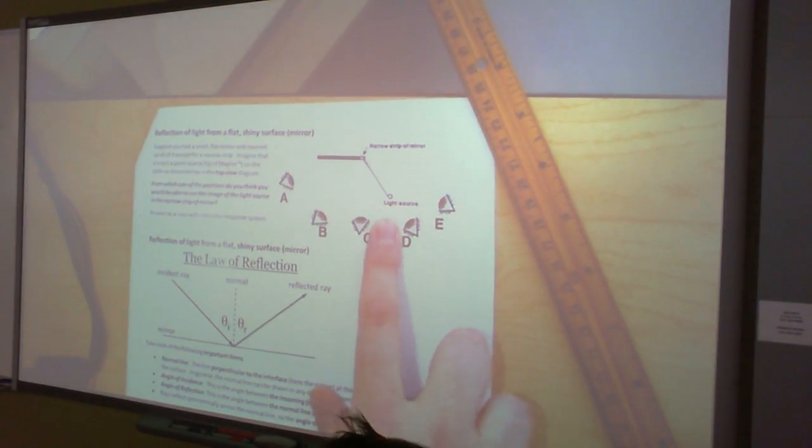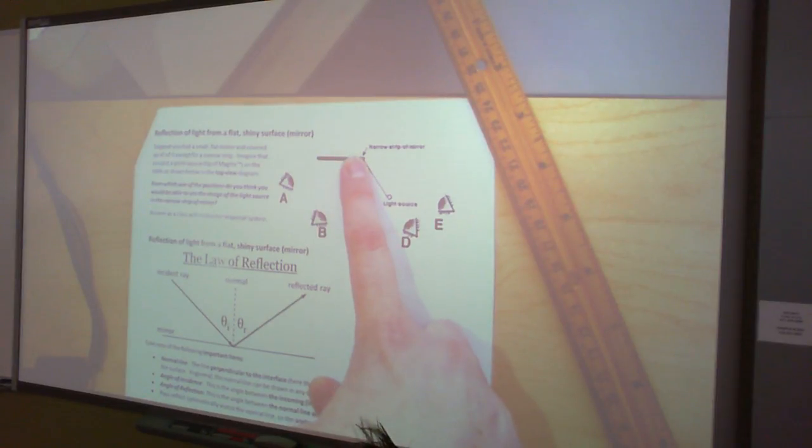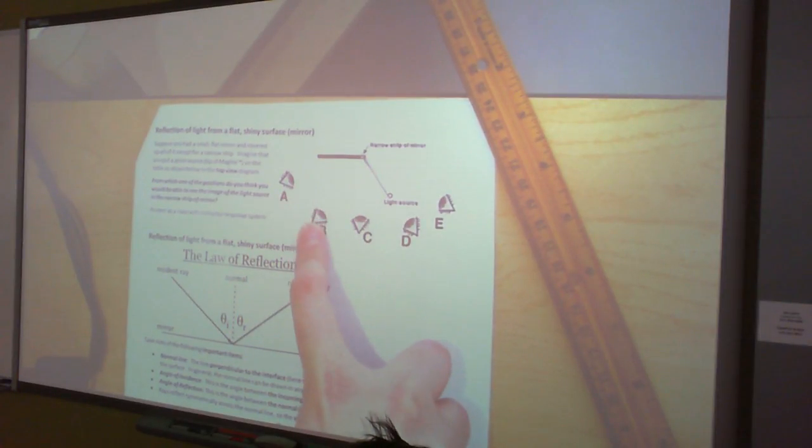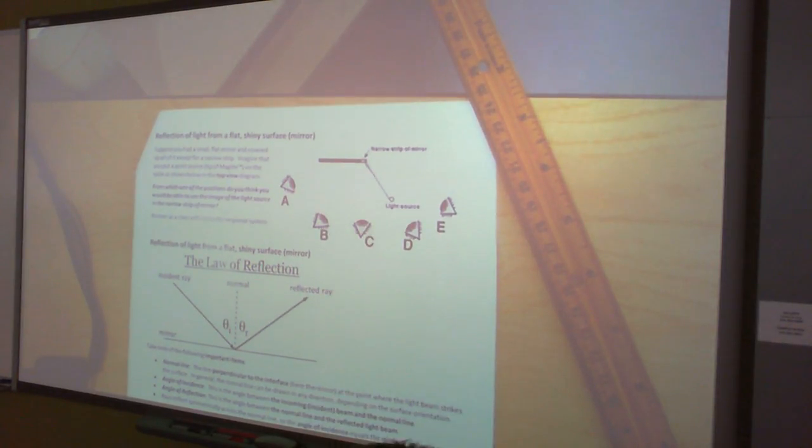If light is coming from the light source here and hitting this narrow strip, will it reflect back to D or E or C, or reflect over here to A or B or C? How will it reflect?